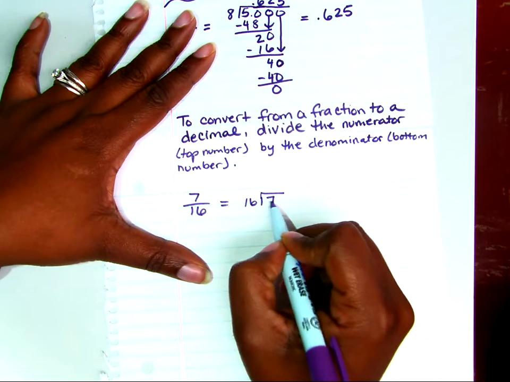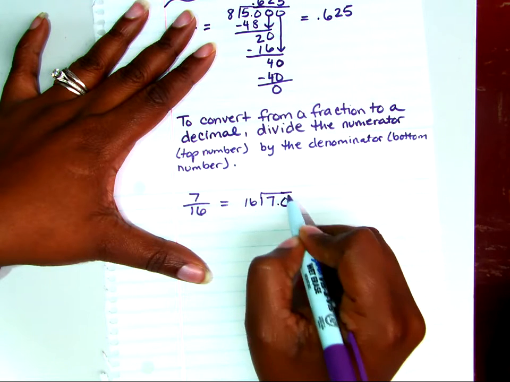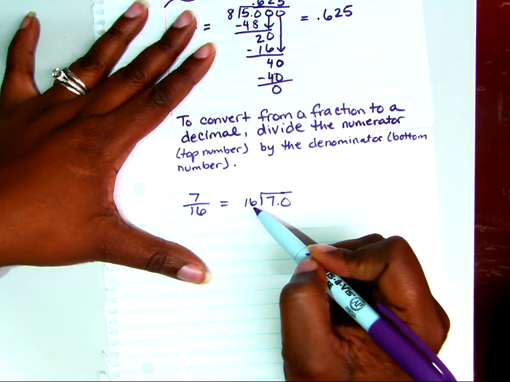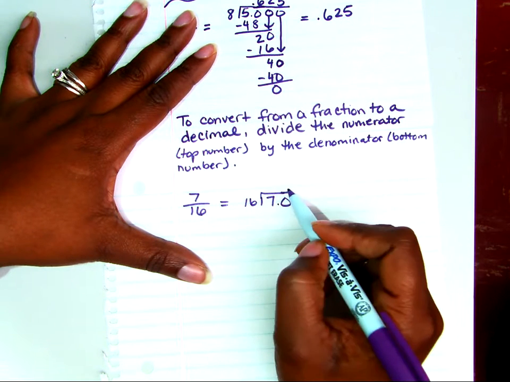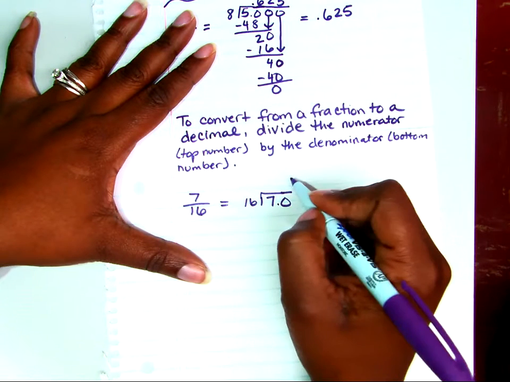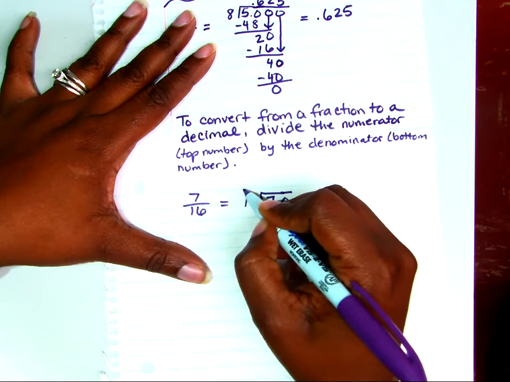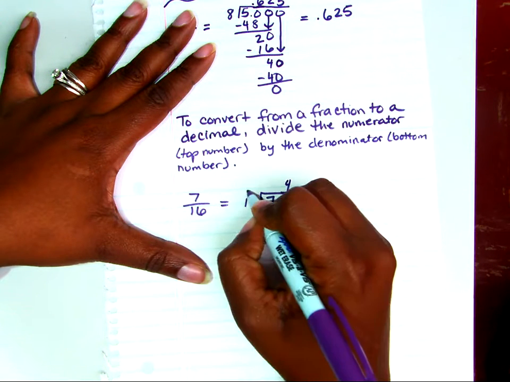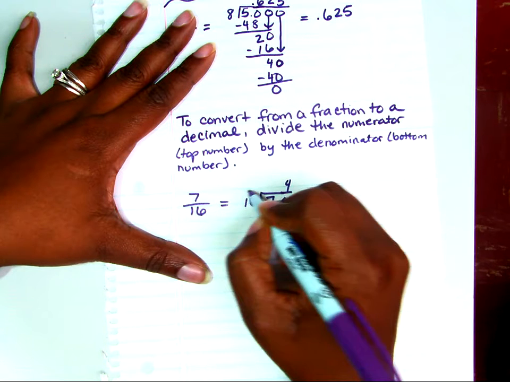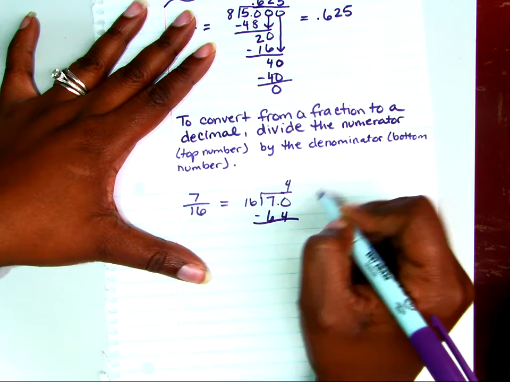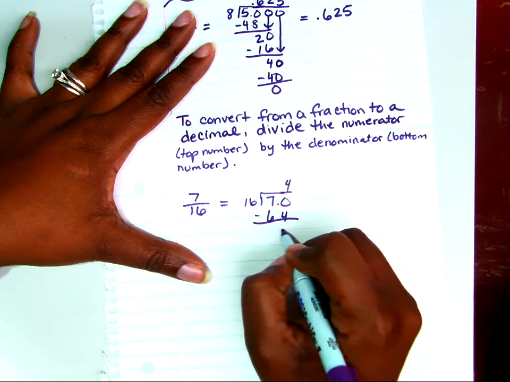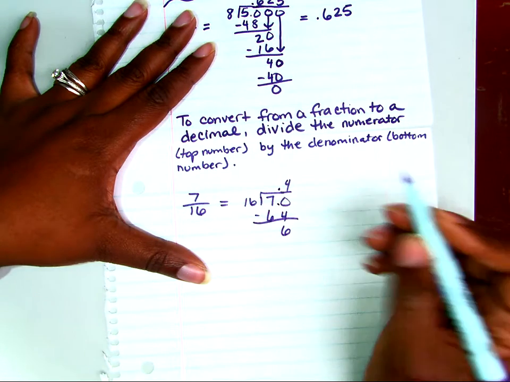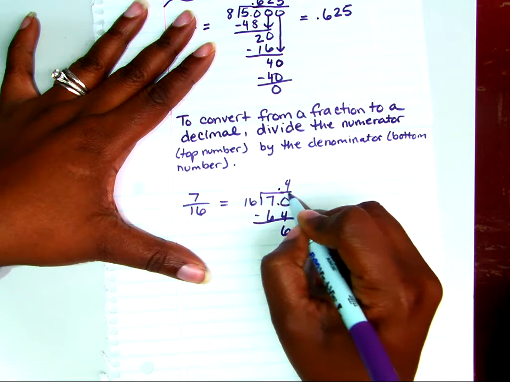16. How many times can 16 go into 7? It can't. How many times can 16 go into 70? 20, 40, 60, 80, I'm going to say at least 4 times. 4 times 6 is 24. 4 times 1 is 4, and 2 is 6. 70 minus 64 is 6. I got a decimal here, so I need to make sure I got a decimal up there. And I'm going to keep going because I got a remainder.